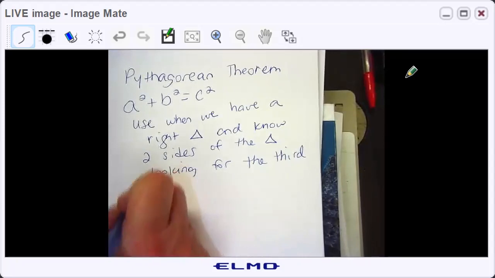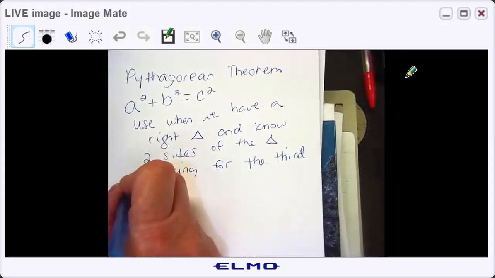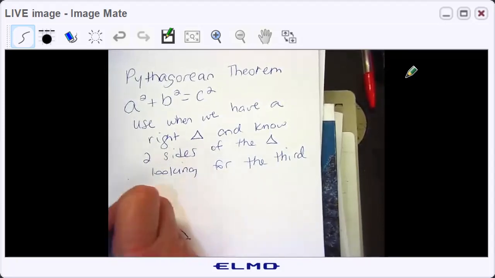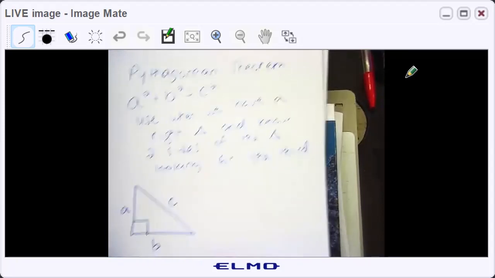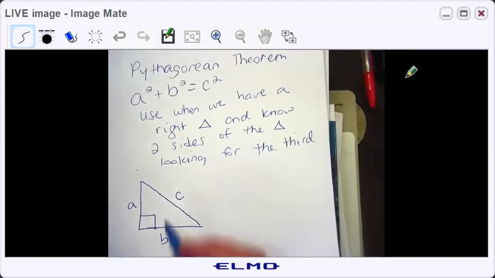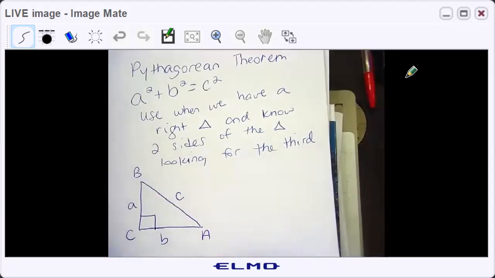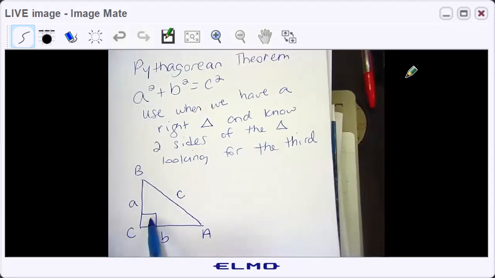Let's look at the picture and talk about the labeling of the triangle. One thing I would emphasize about this is, a lot of students will say, I know that C is the hypotenuse because it's the longest, and that's true. But it's also because it's across from the biggest angle.